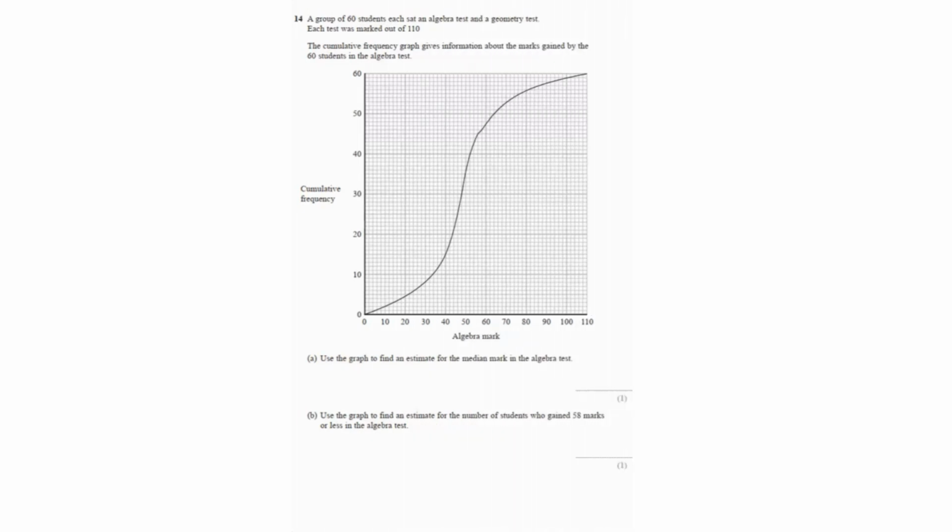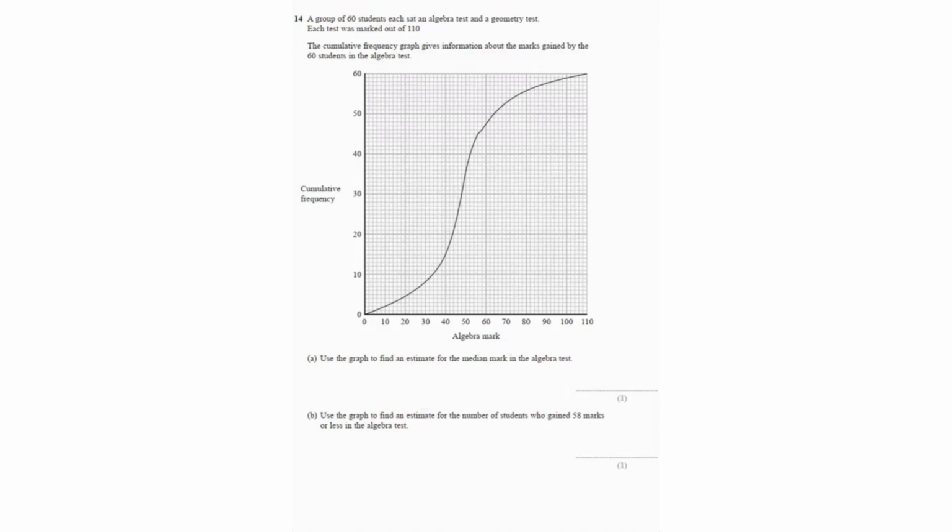Then this question says a group of 60 students each sat an algebra test and a geometry test. Each test was marked out of 110. The cumulative frequency graph gives information about the marks gained by the 60 students in the algebra test. So they've already given us the graph for the algebra test. Use the graph to find an estimate for the median mark in the algebra test.